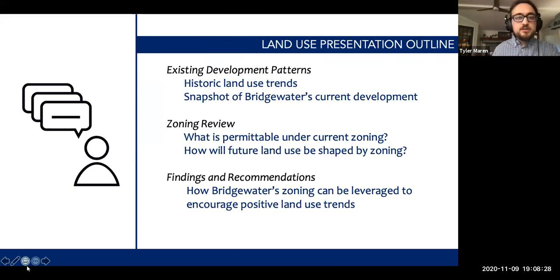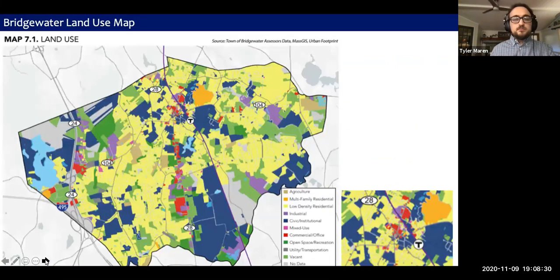Next slide, please. Yep. This is a Bridgewater land use map prepared by our wonderful GIS person, Sarah. And so these are going to be some of the main categories that I'm going to be going through. For the land use patterns and for the zoning, I'm going to touch on the three major categories of residential, commercial, and industrial, with a few extra categories as needed.